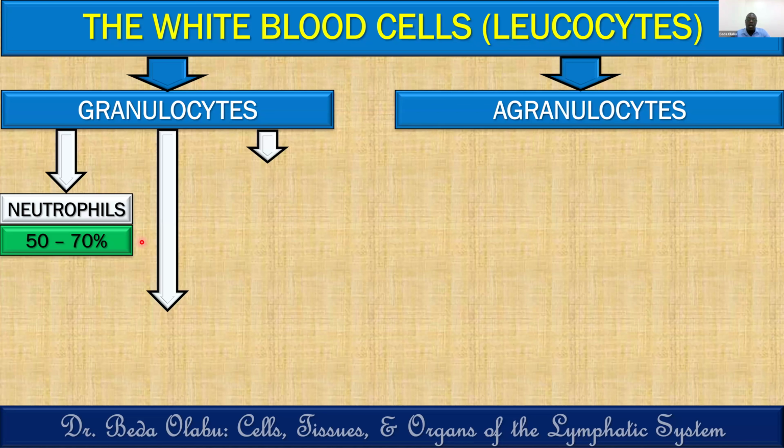So it's important for you to capture the differential counts of the white blood cells. Neutrophils are the majority. Their key mechanism of defense is by phagocytosis. So these are phagocytic cells. They are very key as part of what we call the second line of defense against infections.